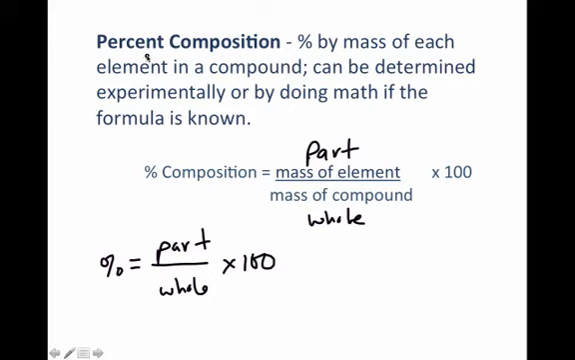So if we look up here at this definition of percent composition, it says it's the percent by mass of each element in a compound. It can be determined experimentally or by doing the math if the formula is known. And we'll show you both ways during this video. Here's your formula that you're going to refer back to. Percent composition, again, equals mass of element over the mass of the compound times 100. Let's move on to the first practice problem and I'll show you an example.